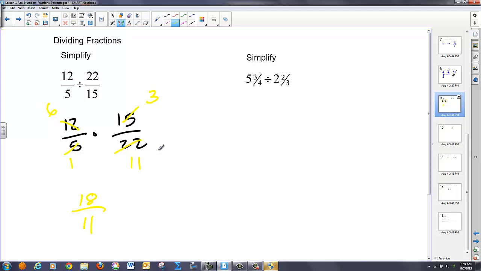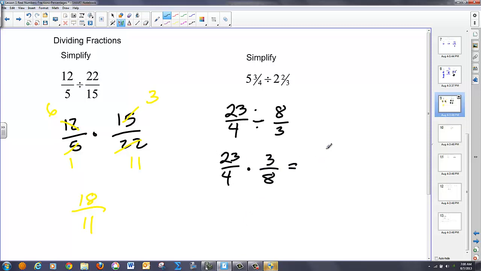Now in this case we have these mixed numbers again. I'm going to change them. So I have 23 over 4 divided by 8 over 3. Now I'm going to multiply by the reciprocal, so that's 23 over 4 multiplied by 3/8. Looks like I'm out of options as far as reducing goes, so just multiply it across. I get 69 over 32, and I'm done.